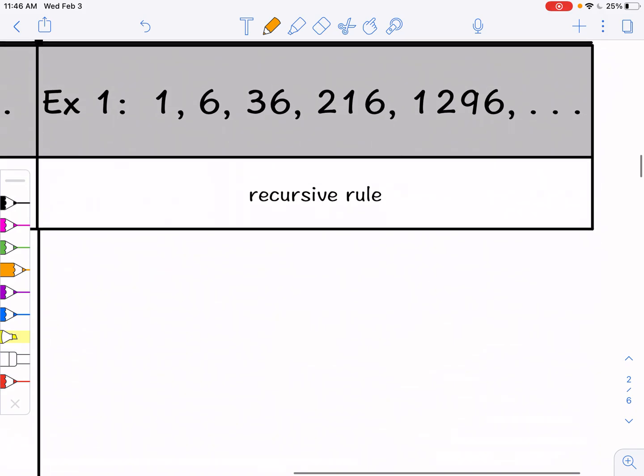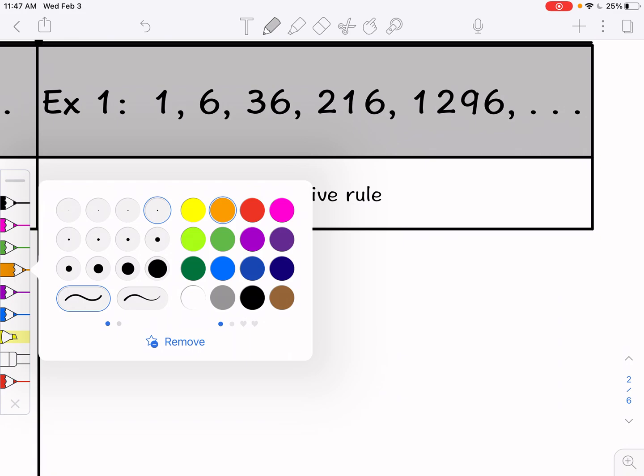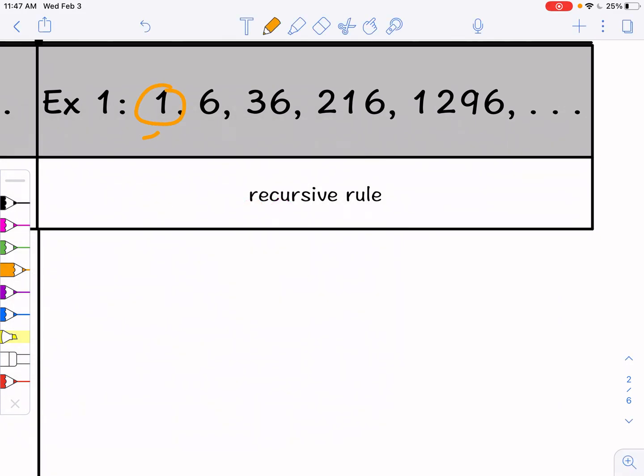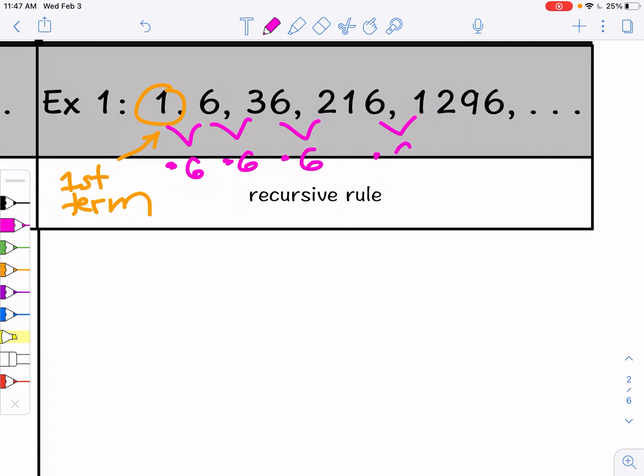So if we take a look at example 1 and we write our recursive rule, I see right away that 1 is my first term. I also see that when we multiply to get each of these values, I can multiply times 6, times 6, times 6, and times 6. So I know my common ratio is 6.